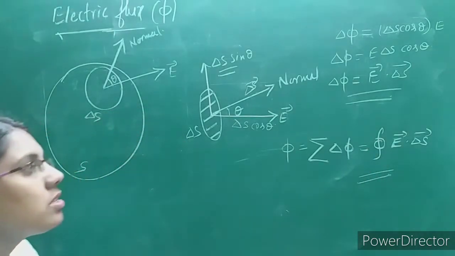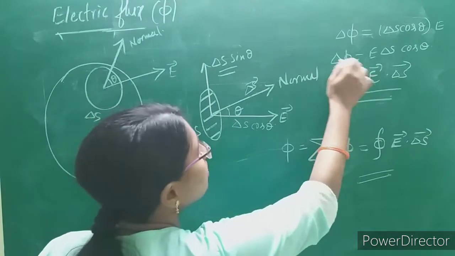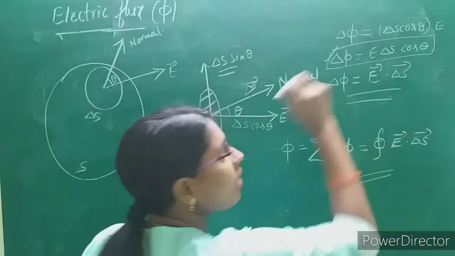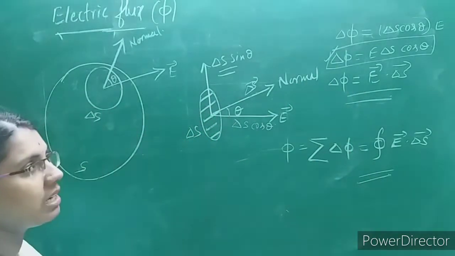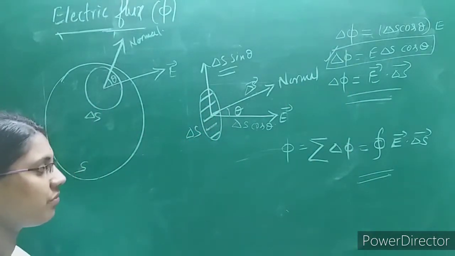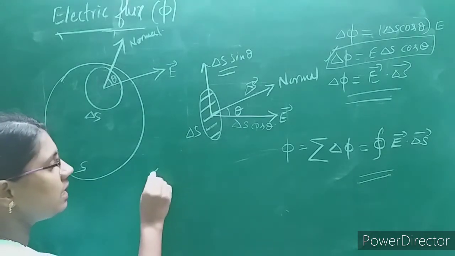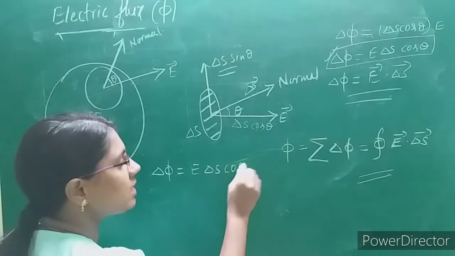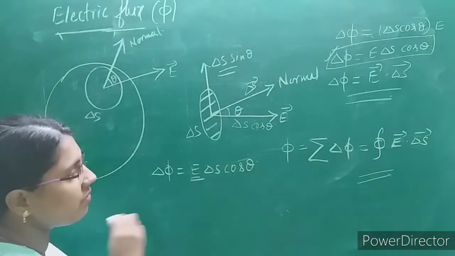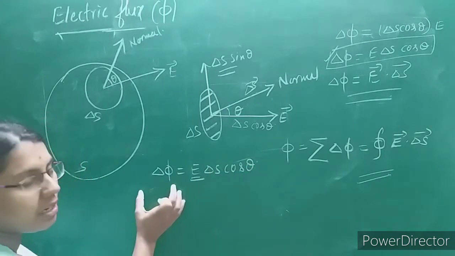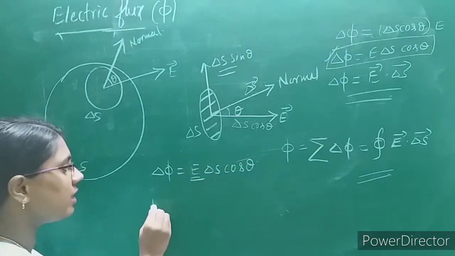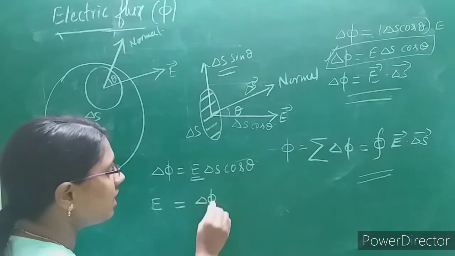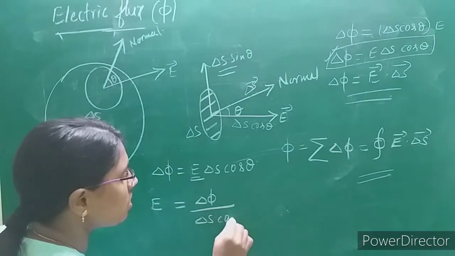Then, if we know the value of electric flux, that is delta phi, we can find out the value of electric field. How do we find out the value of electric field? For that, let us consider delta phi is equal to E into delta S cos theta, right? If you want to find the E value, take this delta S cos theta to this side, it will come to the denominator. Therefore, the electric field E is given by delta phi divided by delta S cos theta.